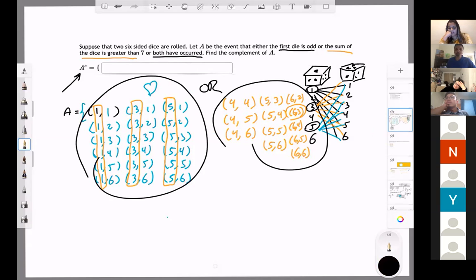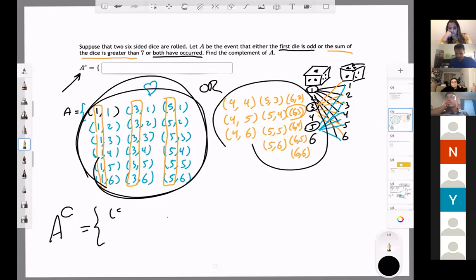So now we want a complement of this. We don't want this set. We want something else. Agree? This is A. So the complement, first one, this blue set, all of them has odd, correct? So we're going to have the even one.